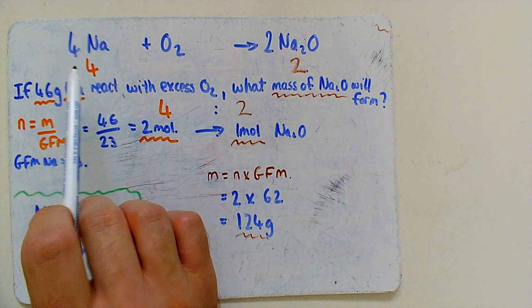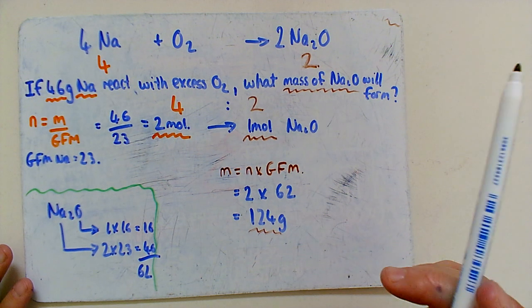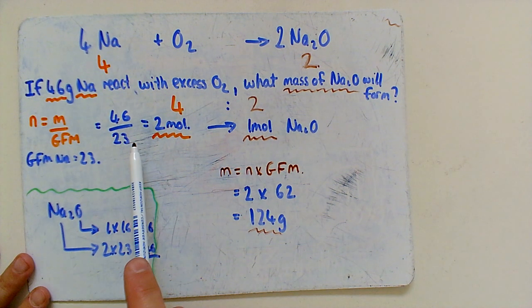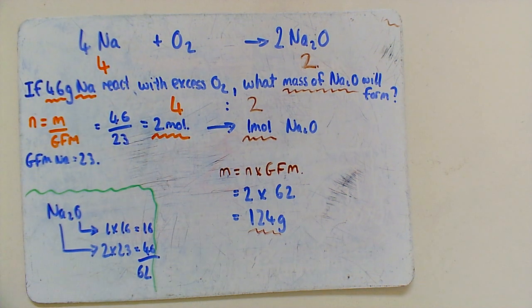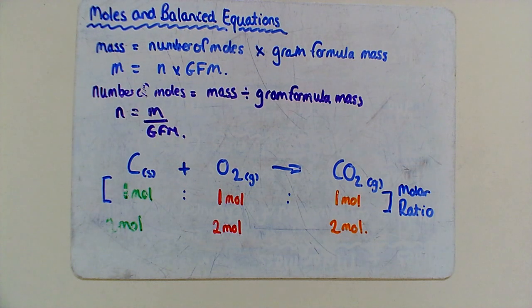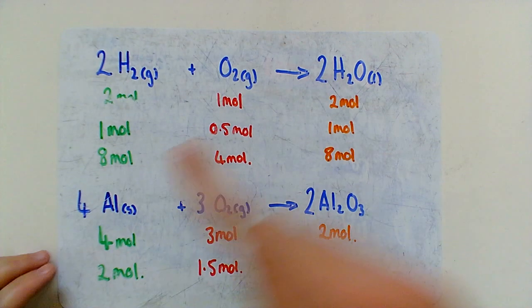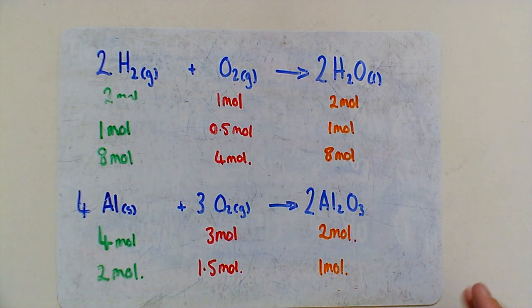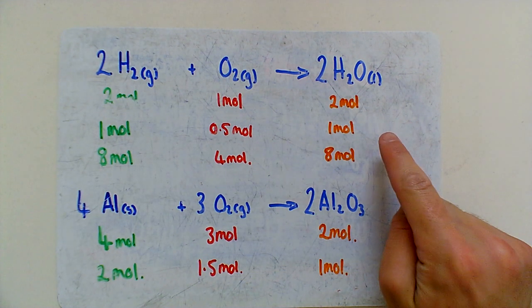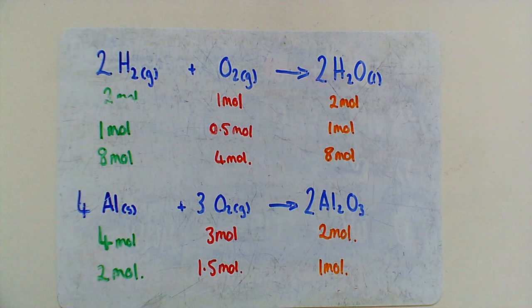So with a question like this, it's always look at the molar ratio, work out moles, use the molar ratio and turn it back into your mass. So what we have looked at today is how to use a balanced equation to produce a molar ratio. And then we looked at using the ratio, if we change the moles of one chemical, how that affects all the others.